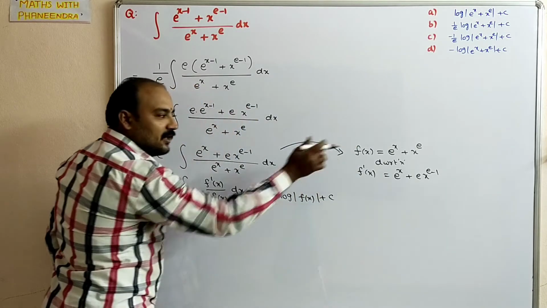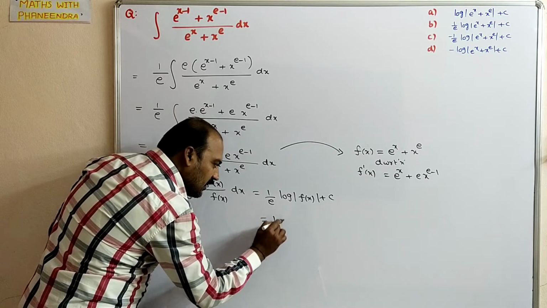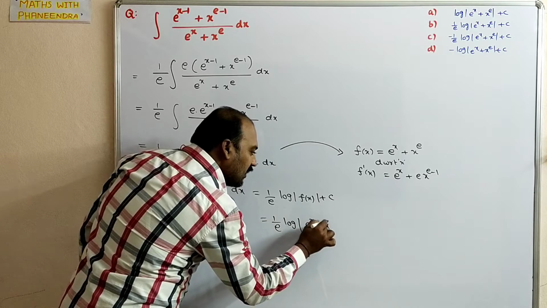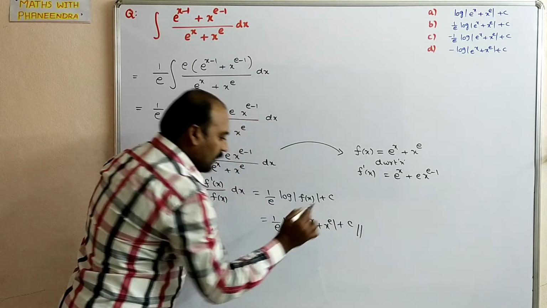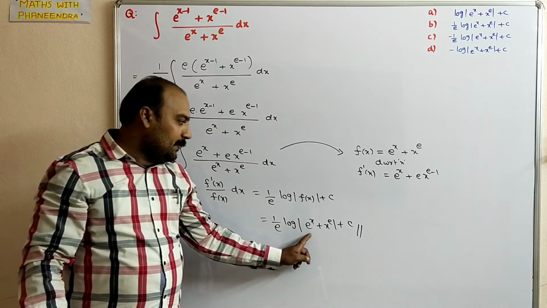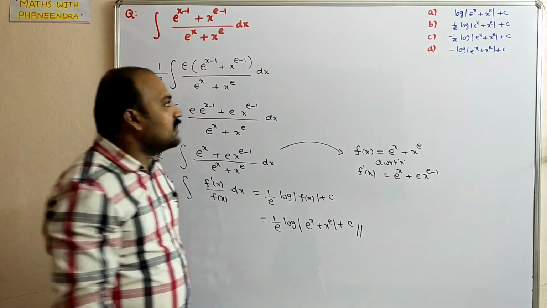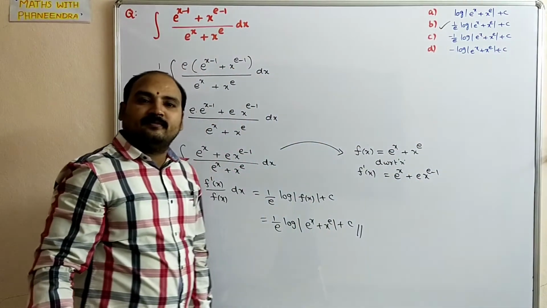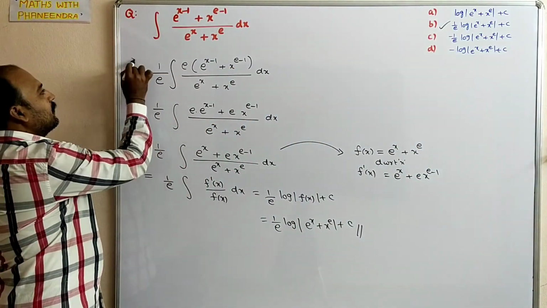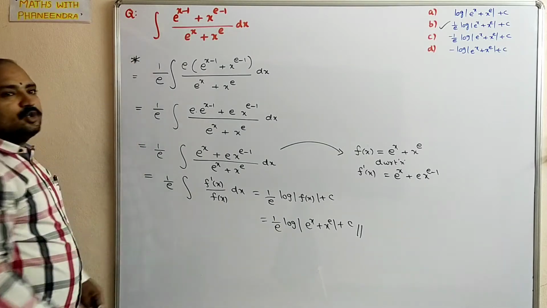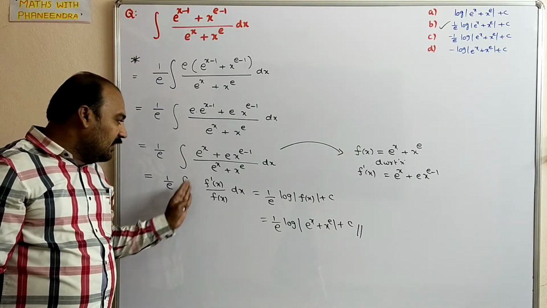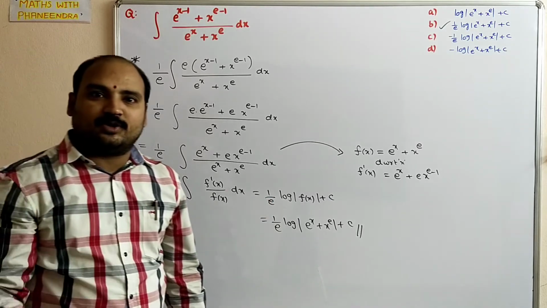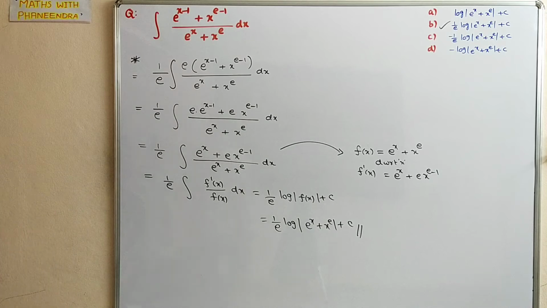What is f of x here? So it is equal to 1 by e times log mod e^x plus x^e plus c. It is there in the second option. This is the turning step: multiplying and dividing by e to get it in the form of integral of f dash of x by f of x dx. We'll move to the next question.